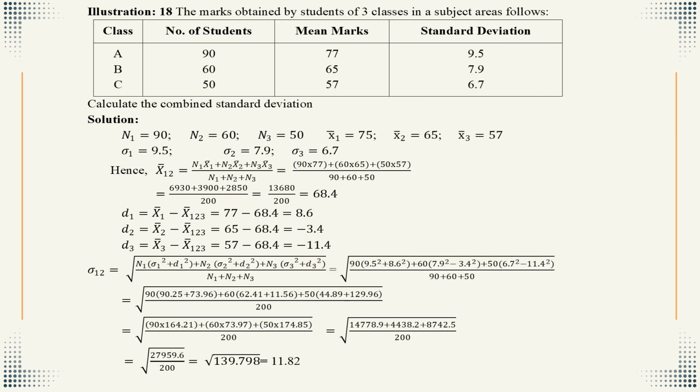Then illustration 18. In the illustration, 3 classes are given, and in these 3 classes the numbers of students are 90, 60, 50. Mean marks and standard deviations have been given. Here the combined standard deviation is to be calculated through the formula given. Accordingly, you have to find the value, and the value seems to be 11.82.